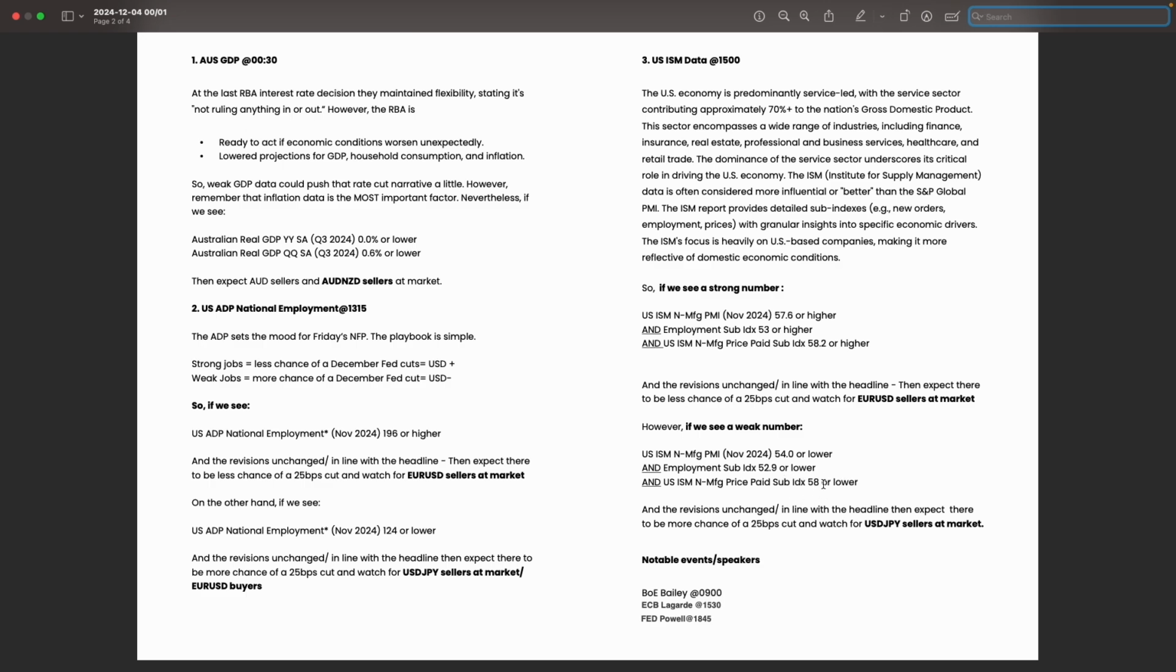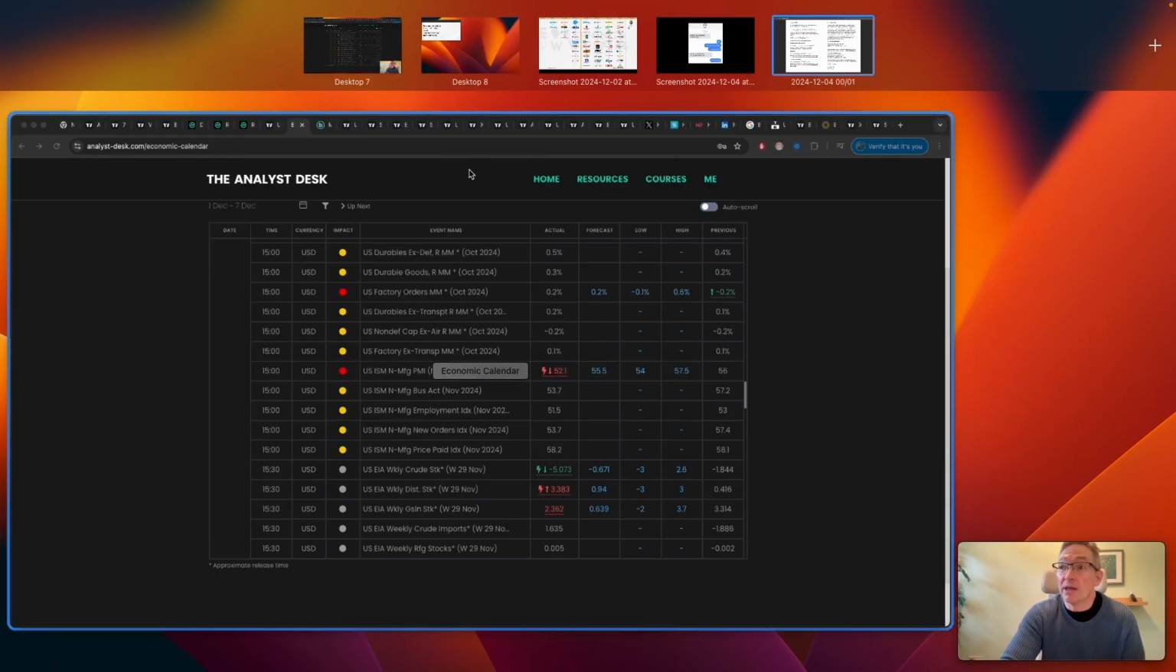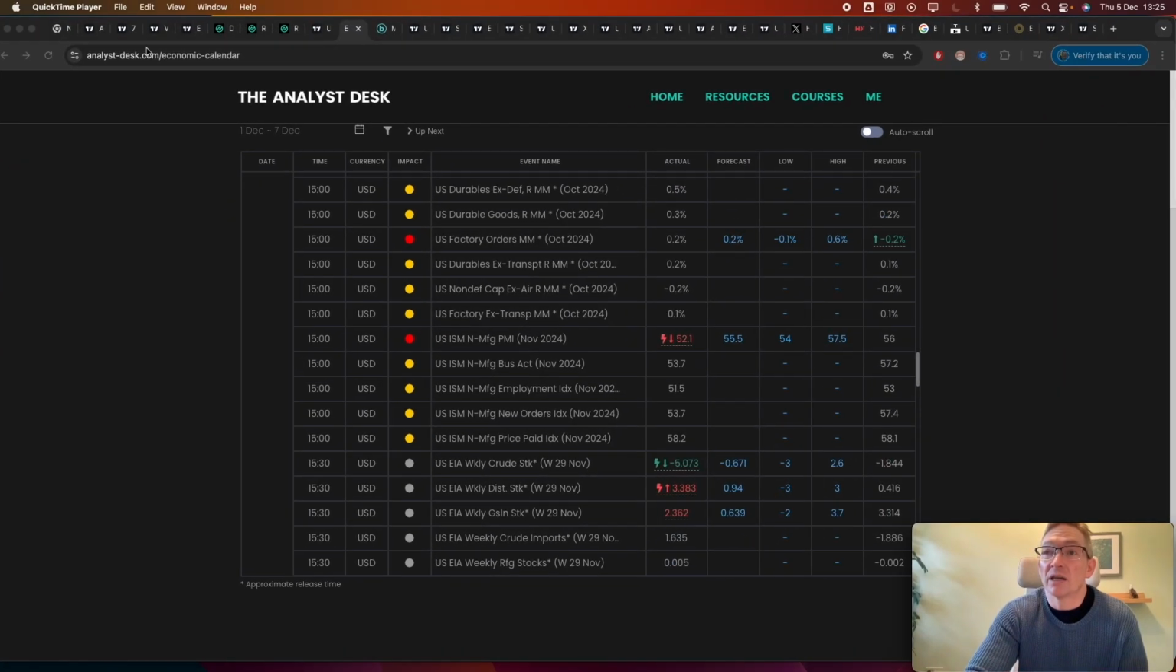It was like 58.2. However, you may have looked at that and said, okay, the headline is lower, the revisions are unchanged, employment sub-index is lower, revision unchanged, and the prices paid is very similar to the prior. So you might have looked at that and thought, okay, that does give us a green light for dollar-yen sellers, and that would be because there will be more chance of a 25 basis point cut, and that brought a bid into the bond market as a result.